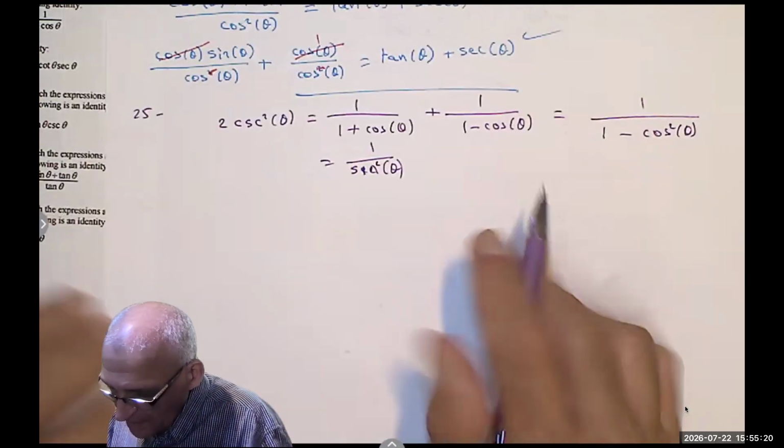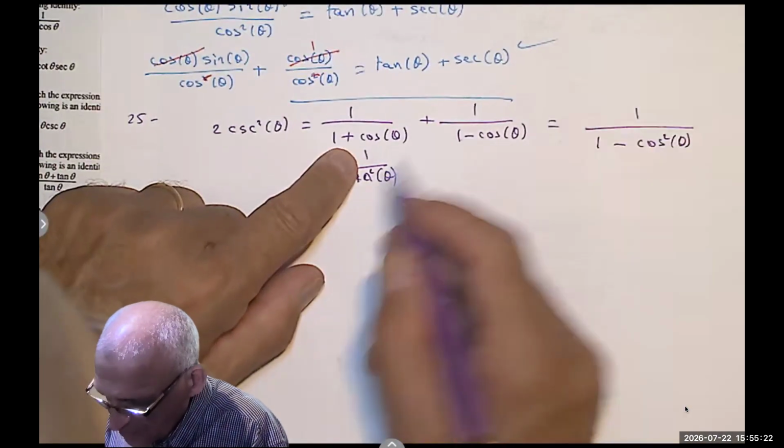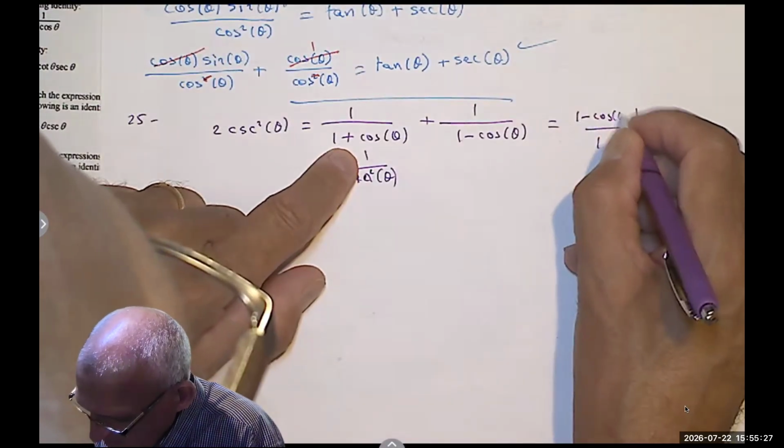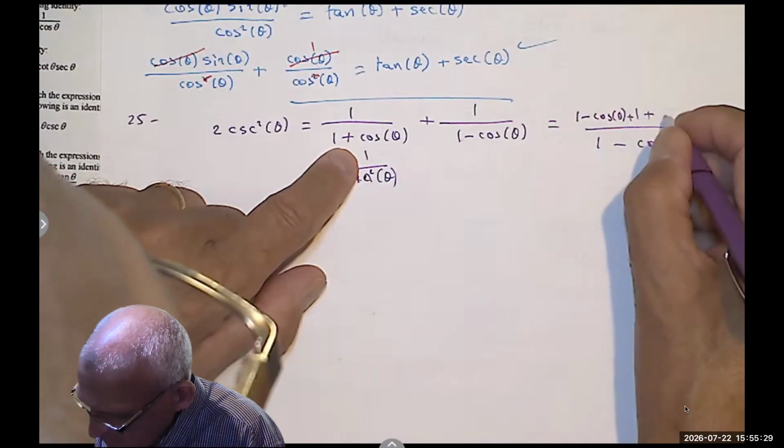Where is the 2? Oh, when I took the common denominator, I didn't do that. 1 minus cos theta plus 1 plus cos theta.